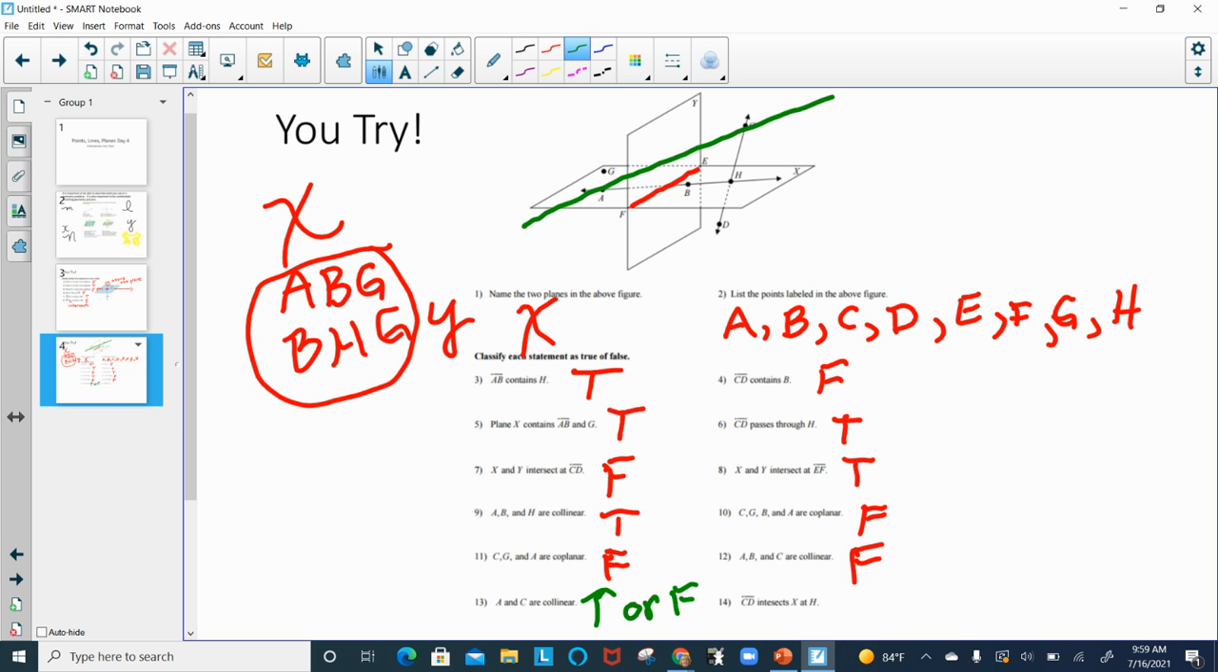Now CD intersects plane X. Okay, so hang on, let me erase so I can see. Okay, so that's CD intersects plane X at H. Yes, that's true. So that's true. So there you have it. Okay. Hope that helps. Thank you very much.